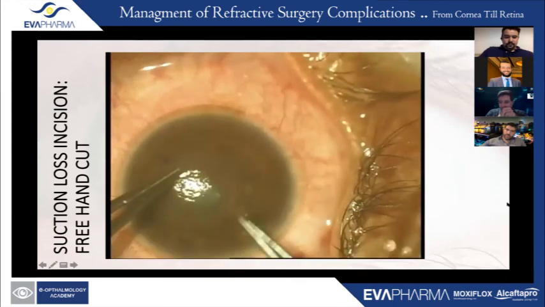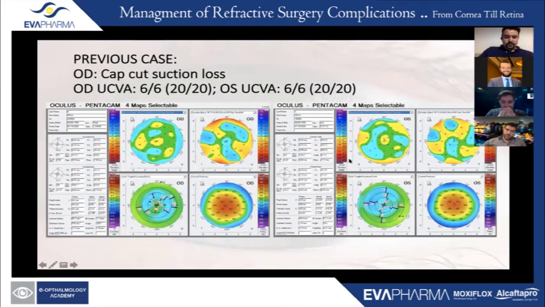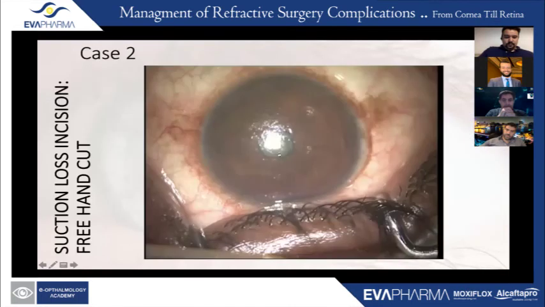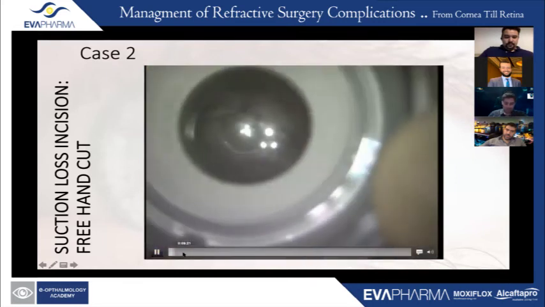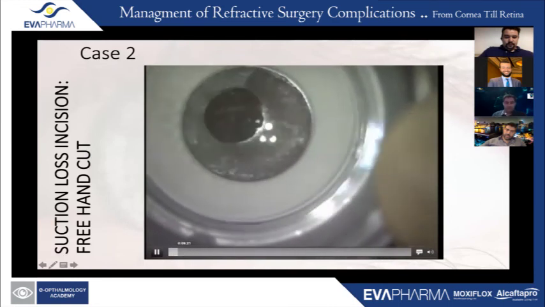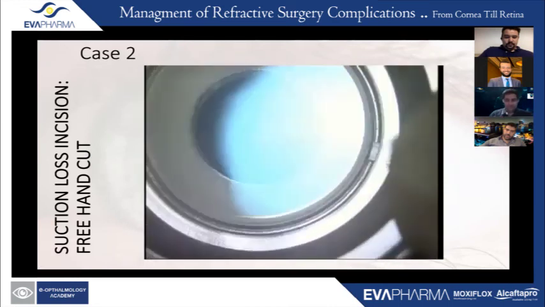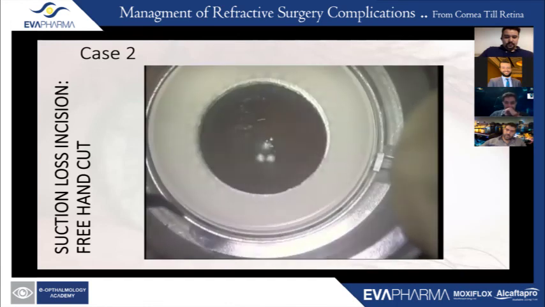So this is a post-op Pentacam for this patient, and basically she had 6/6 in the right eye and 6/6 in the left eye, both eyes. Now, case 2, suction loss at incision with a freehand cut again. So here's again a suction loss that happened. What I did here is take the cone and just applanate it over the cornea. It's obviously not attached to the VisuMax machine.